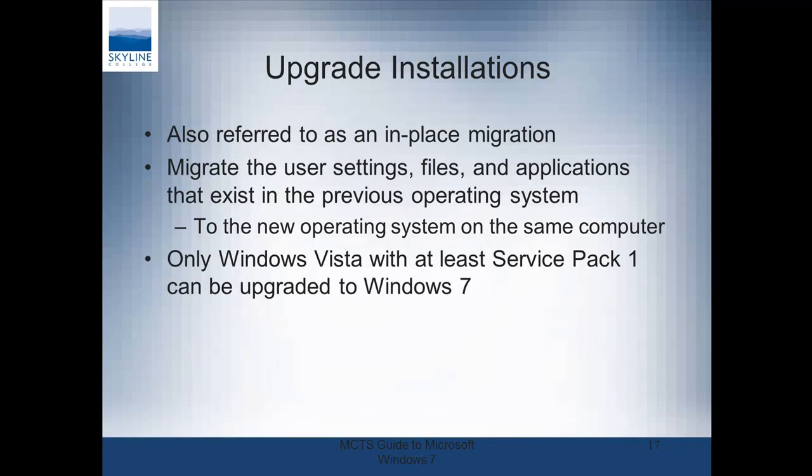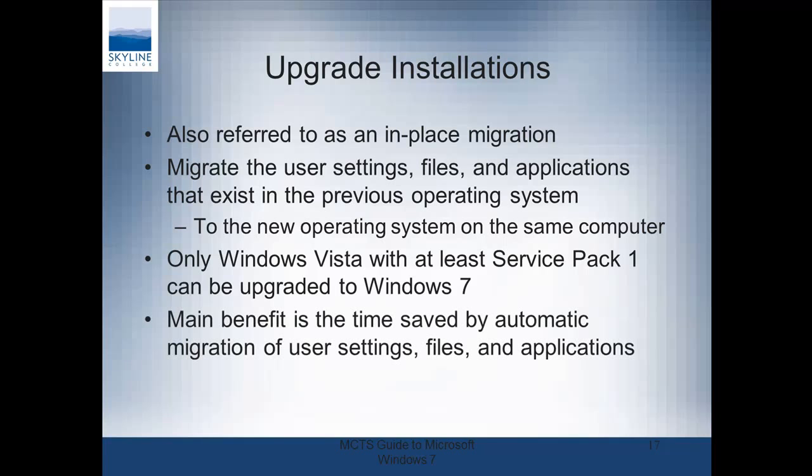Only Windows Vista Service Pack 1 can be upgraded to Windows 7. They made some changes that we don't see under the hood to allow the upgrade. So Vista can upgrade XP, put the service pack on it, and then you can upgrade it to Windows 7 if you want to go that path. That's the only way to actually get there.